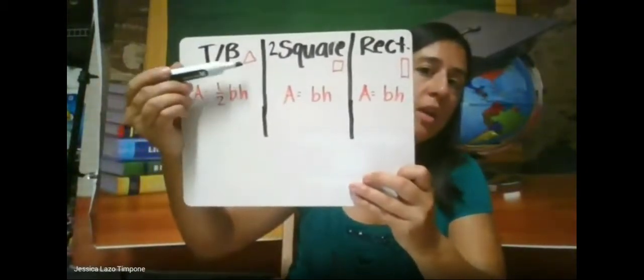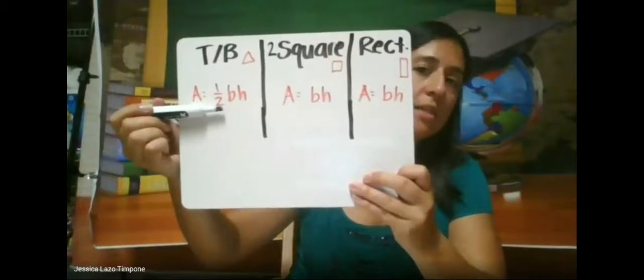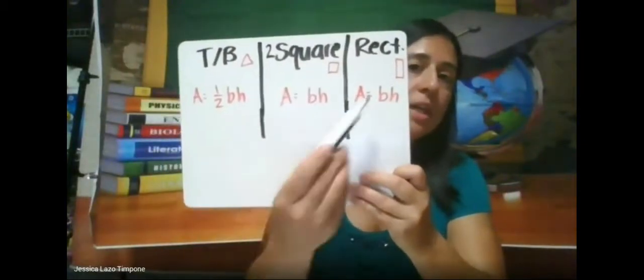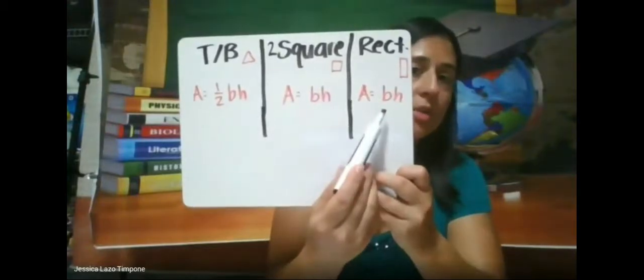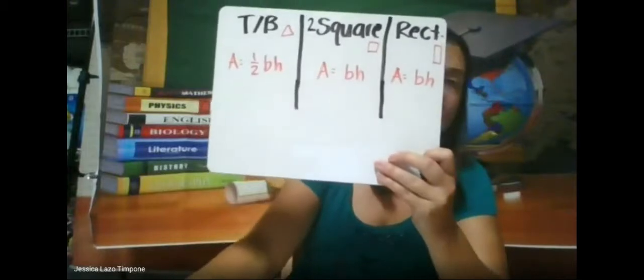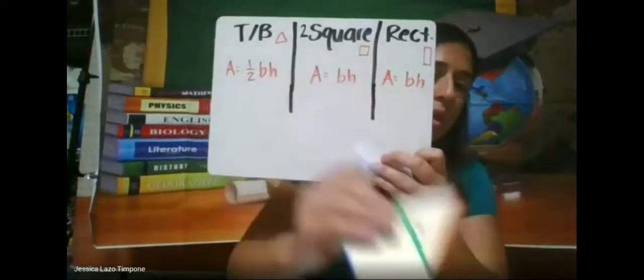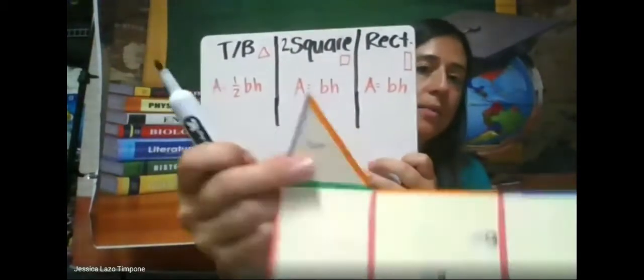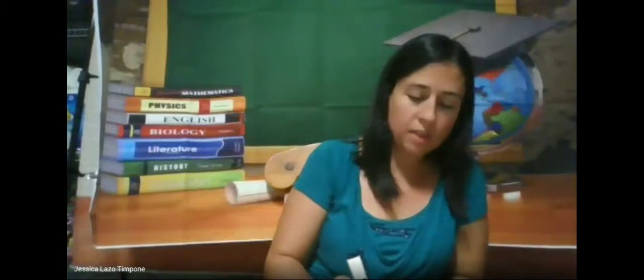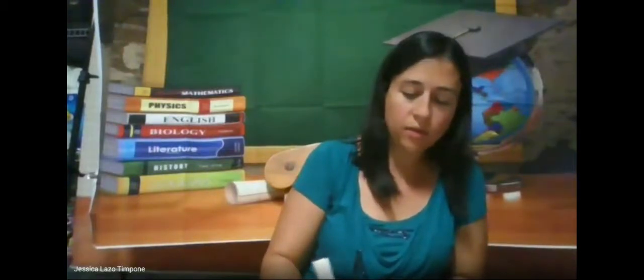So the triangle has half base times height as the formula. The squares is a parallelogram, so it's base times height, and the rectangle is a parallelogram, so it's base times height. So the triangles have a base of 6 and a height of 5. So let's go ahead and fill that in. So we're going to write area equals half times 6 times 5.